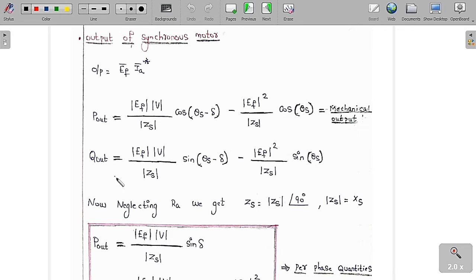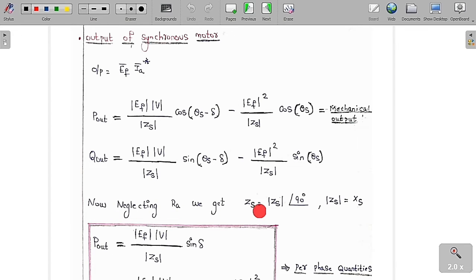And the per phase reactive power is equal to mod of EF into mod of V by mod of ZS into sine of theta S minus delta, minus mod of EF whole square by mod of ZS sine of theta S. So these are the equations that we are going to get whenever RA is not equal to 0. But now I want to make it very simpler equations. So now I am going to neglect the RA.